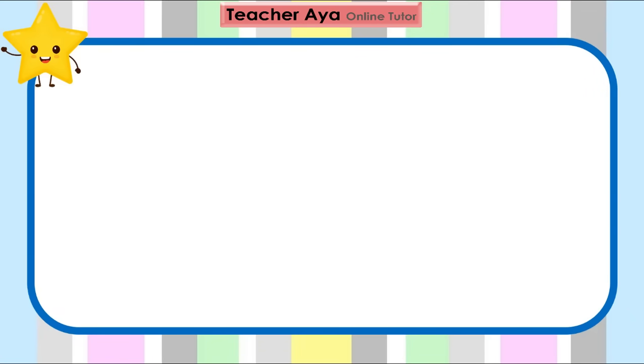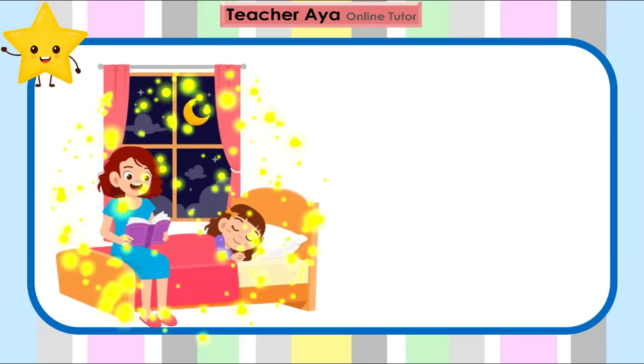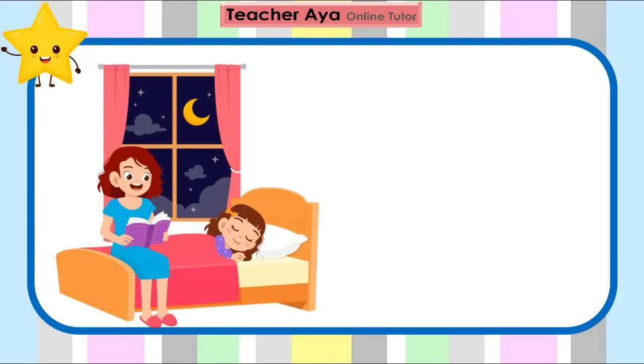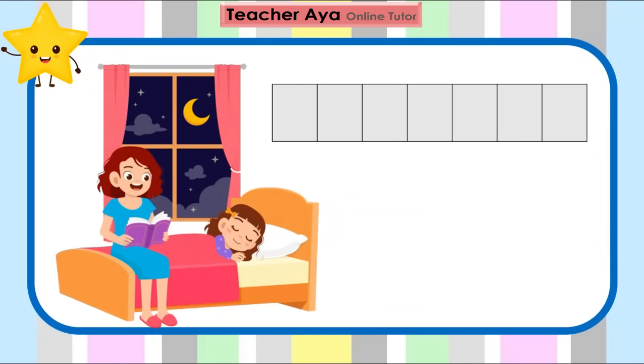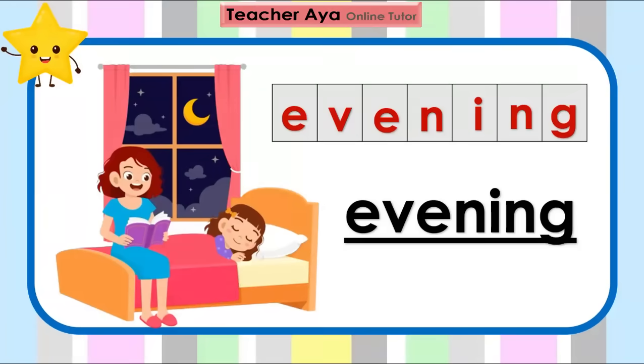Let's spell the word evening. Evening. E-V-E-N-I-N-G. Evening. Your turn to spell, children.